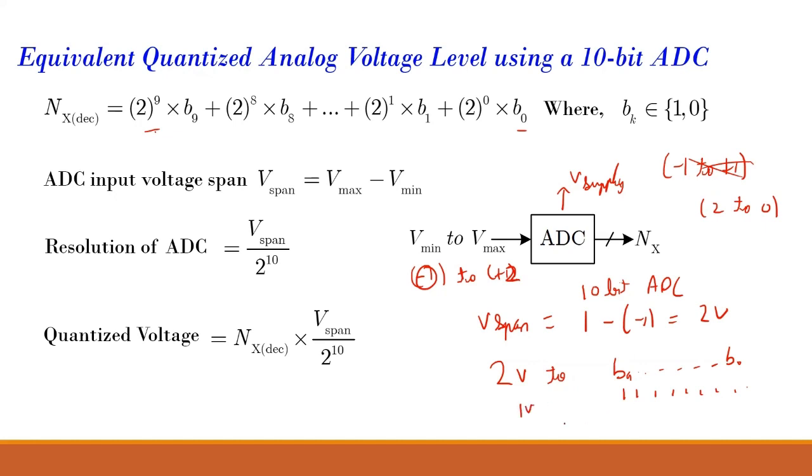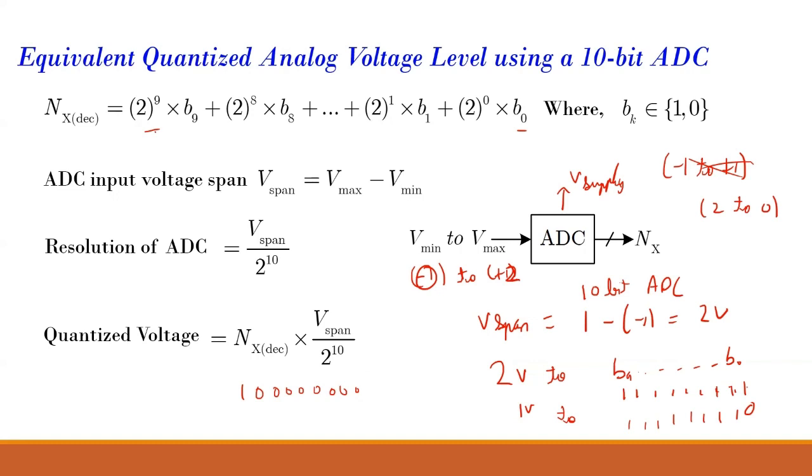If we have 1 volt, it will be half. So what will be the half of this? Can anyone tell me what will be the half of this? It is 0 and remaining ones. No, if it was 0 and remaining ones, then the value would just change. This is not the correct one. B9 will be 1 and remaining all zeros. So 1 in the MSB and all zeros. That is how we represent it.